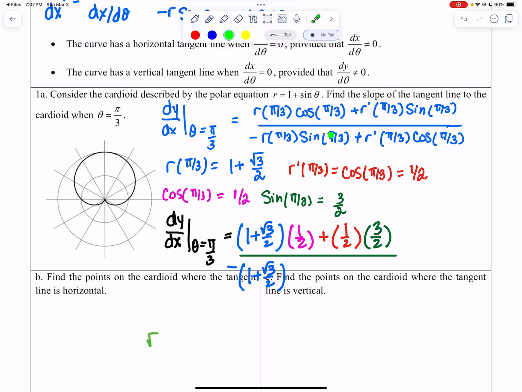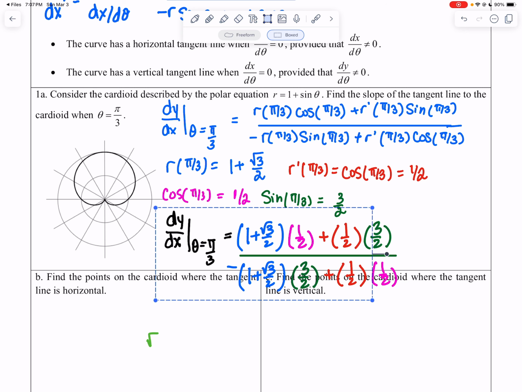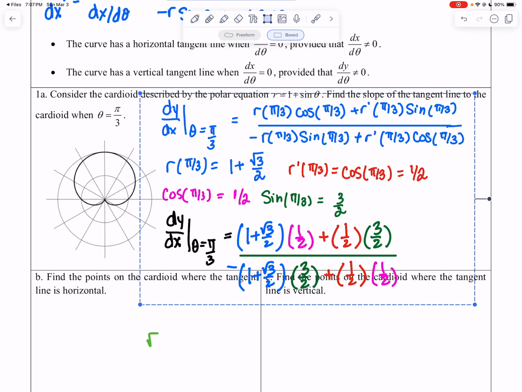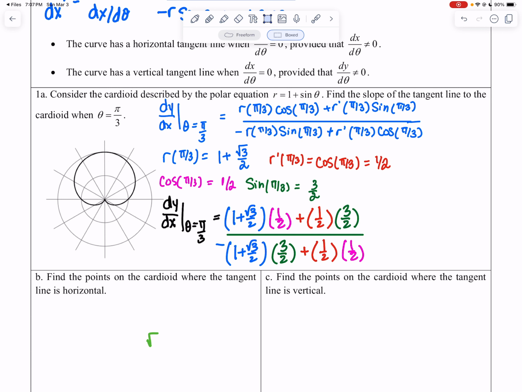Sine of pi over 3, which is going to be root 3 over 2, plus r prime of pi over 3, so this we're at 1/2, and then times cosine of pi over 3, which is going to be 1/2. Now, using our handy-dandy calculator, what we're going to do, of course, is just plug all of this in and see what we get. And surprisingly, we get a fat -1 as our answer. I know, crazy.